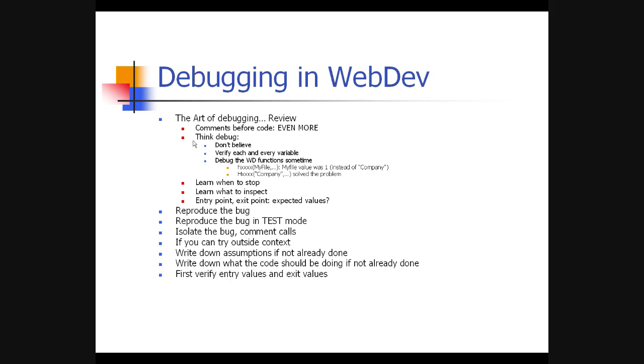And first of all, verify entry value and exit value. That's what you need to do to see if the problem is inside the code or somewhere else. Separate code in logical steps and repeat to isolate more. That's the exact same thing in WebDev that it is in WinDev. Do not believe, verify everything, even the things you know are correct.